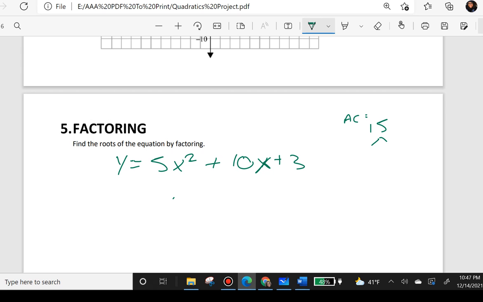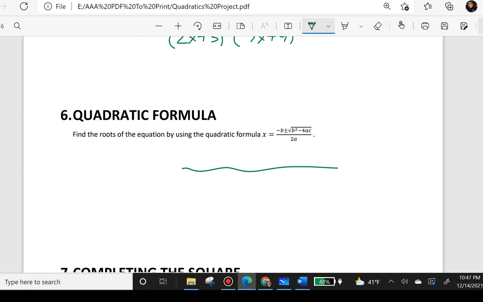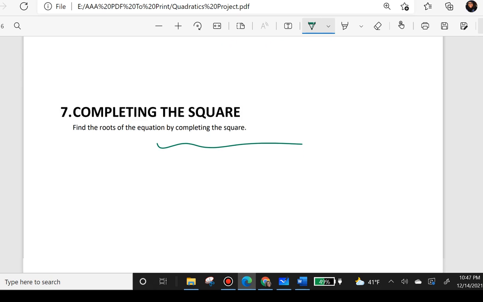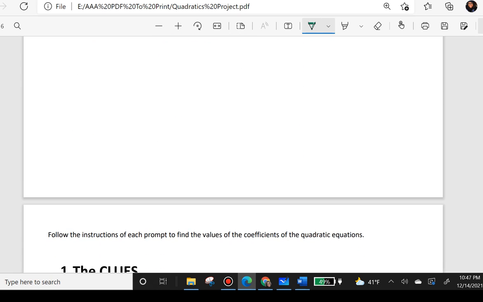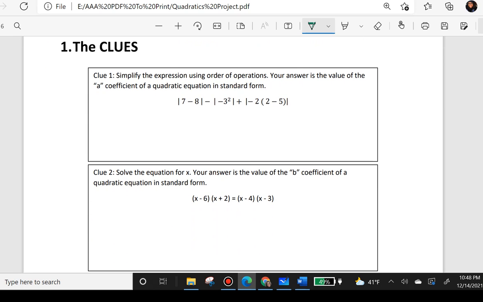But in the end, let's say we got something like 2x plus 3, 7x plus 4, etc. Solve it by factoring. Then you need to solve it using the quadratic formula. Then you need to solve it by completing the square. All of those need to be done for that problem. Then you have a whole other one. Do the same thing.